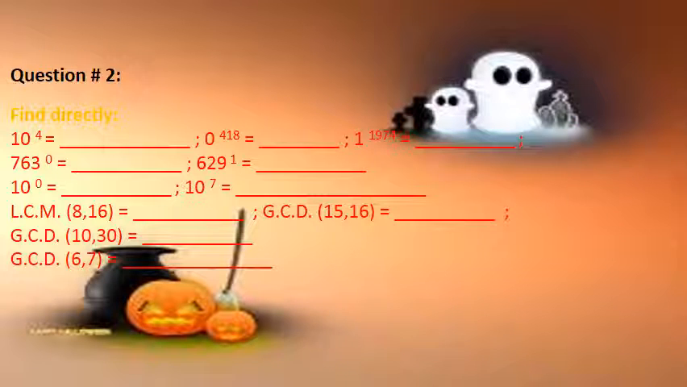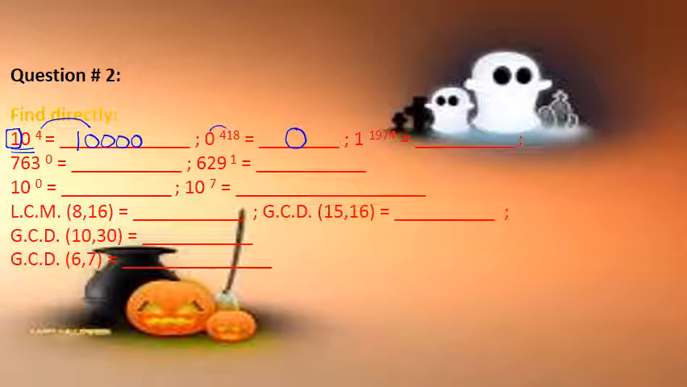Question number 2. Here in this question, we should find the answer directly without any calculation. Of course, we should say the reason to know the answer. 10 to the power 4, this is a power of 10, so there is no need to write its multiplication sentence. From the base 10, we take the 1, so we write the 1, and we add zeros near the 1 as the power, because the exponent is 4, so we add 4 zeros. 0 to the power 418. 0 to any power always gives me 0.